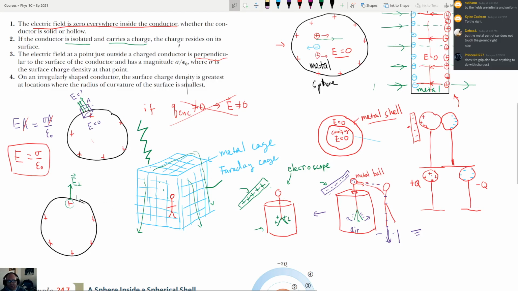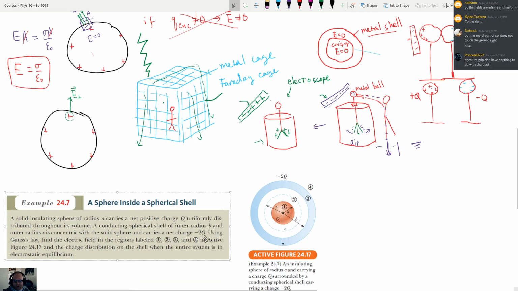Okay, so now we know for a metal object, all the charges are on the surface, the electric field inside is 0, and the electric field is perpendicular, and we also know what the size of that electric field is. The size of the electric field is going to depend on sigma, though, and that's what the fourth part is about. The fourth part says, on an irregularly shaped conductor, the surface charge density is greatest at locations where the radius of the curvature of the surface is the smallest. I can prove this for you when we get to the next chapter, but what I can tell you now is just kind of what it generally means.